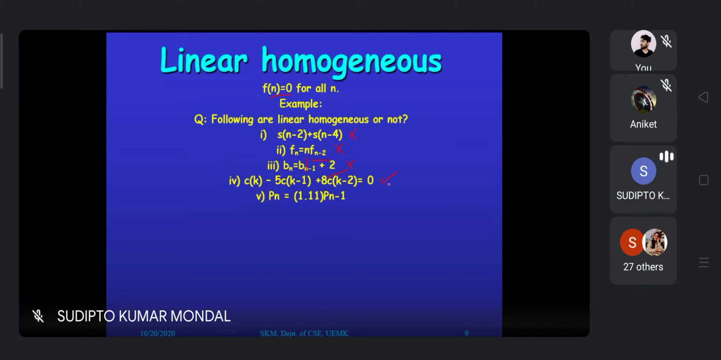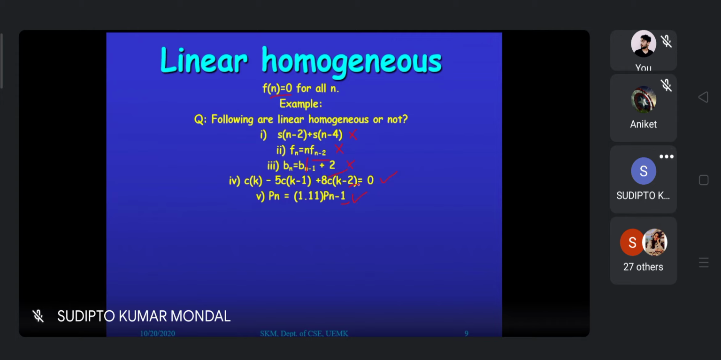Similarly, Pn equals 1.1 times Pn minus 1. Is it a constant? Yes. Pn minus 1, yes, the previous term of Pn. So it is again a linear homogeneous recurrence relation, and its order is 1. For the fourth one, the recurrence relation order is 2, based on how many terms are there. Ck, the kth term. So these are linear homogeneous recurrence relations.